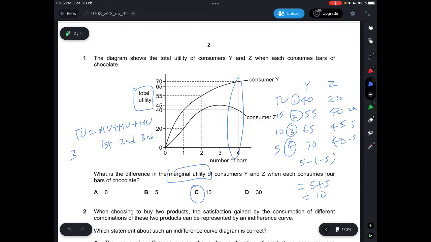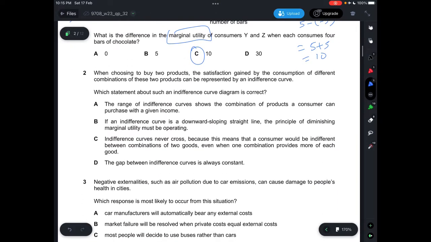Alright. So for question 2, when choosing to buy 2 products, the satisfaction gained by the consumption of different combinations of these 2 products can be represented by an indifference curve. Which statement about such an indifference curve diagram is correct? So an indifference curve is basically the combination of 2 goods that would provide equal utility to the consumer. Alright, so let's see which one is correct.